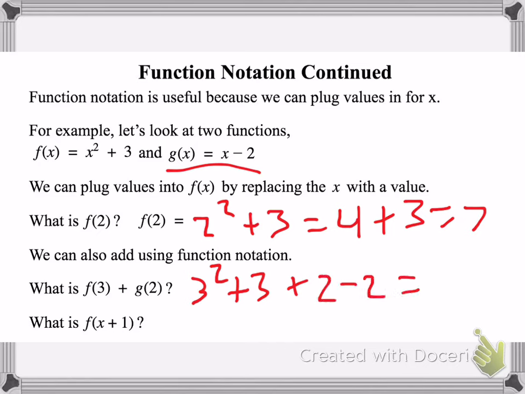Now when we solve this, 3 squared is going to be 9. 9 plus 3 is 12. And then we know that 2 minus 2 equals 0. So f of 3 plus g of 2 is going to equal 12.